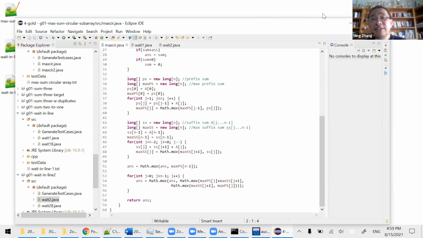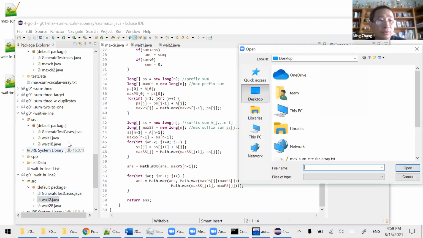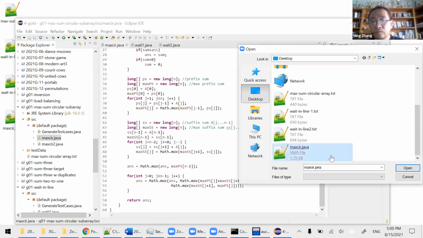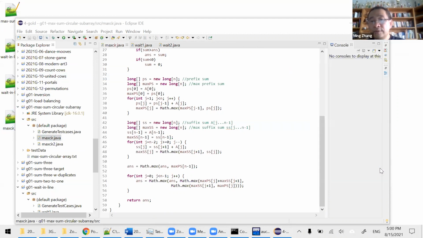Okay, so let me send you the code. This is the maximum sum of any circular array, and it's done here.